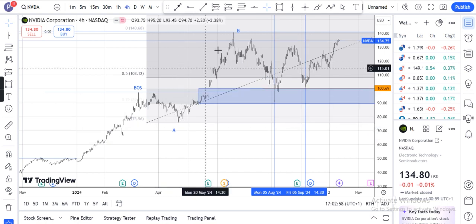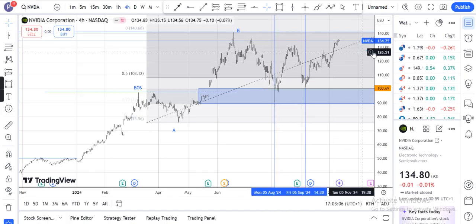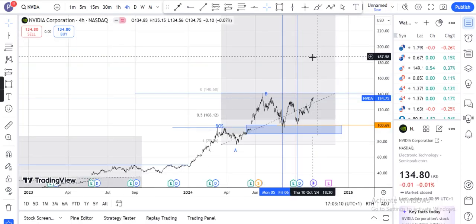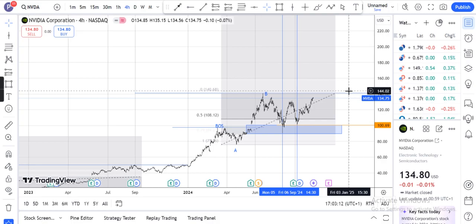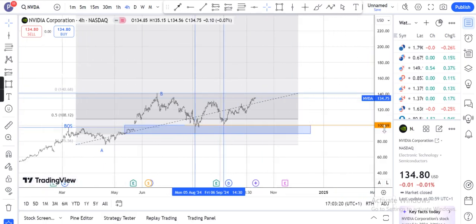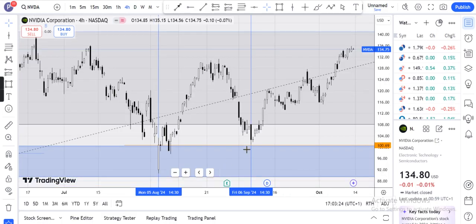Just like we had this wave from this point A to point B, we need to see another creation of a new point A from, let's say, this zone now becoming our new point A, and the point B which might be around here. So when market reverses a little bit into that zone, we can now take our trade and ride it up again to the higher level. So that is what we are currently expecting for this Nvidia stock.